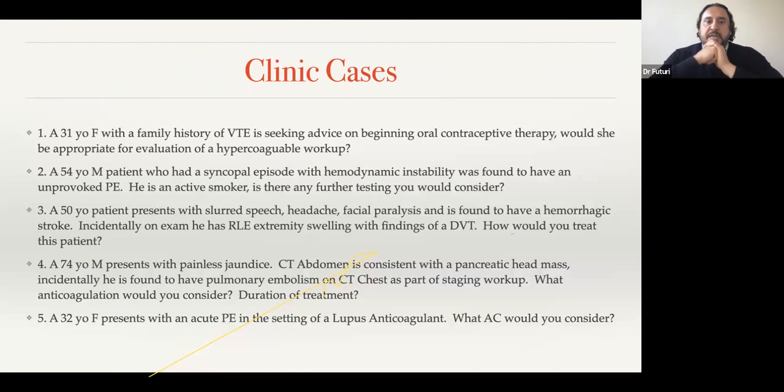So I have a 31-year-old female patient. She came to see me. She presented with a question. She wanted to start oral contraceptives, and she stated that multiple members of her family had a blood clot. When we got further history, how old was your mom? Her mom was 35 when she had it, and she had an aunt in her 20s that had it on the maternal side. And the question is, would this patient be appropriate for evaluation of a hypercoagulable workup? And the answer is yes.